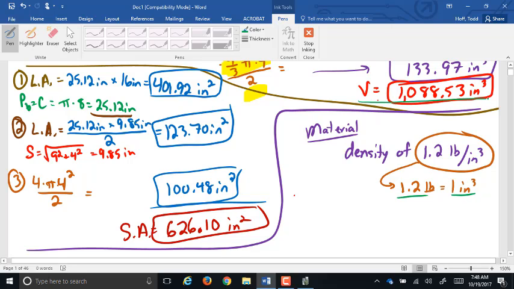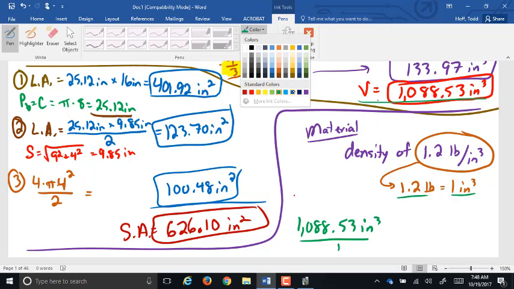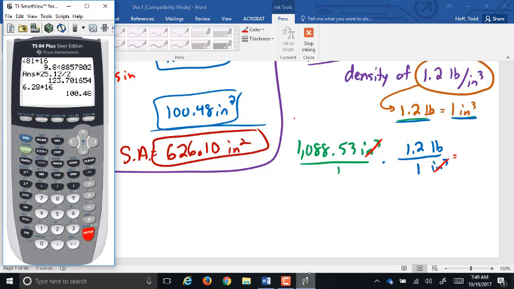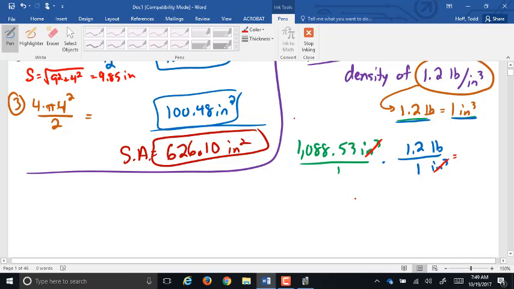I am starting with a volume of 1,088.53 cubic inches. I'll put that over 1. I want to convert it into pounds. So cubic inches go on bottom, pounds go on top. 1 cubic inch, 1.2 pounds. So the inches cancel. And we get 1,088.53 times 1.2, which is 1,306.24. You got it.